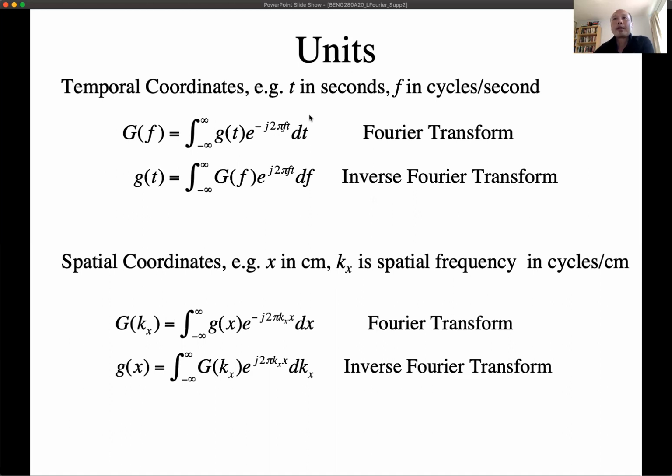I want to talk a little bit about units. The two things we'll be dealing with in this class are, first, functions that are a function of time. When we talk about MRI, we'll talk about different types of waveforms that are a function of time. In that case, we typically use t, which will be in seconds or milliseconds or some form of time, and then f, the frequency, will be in cycles per second or hertz.